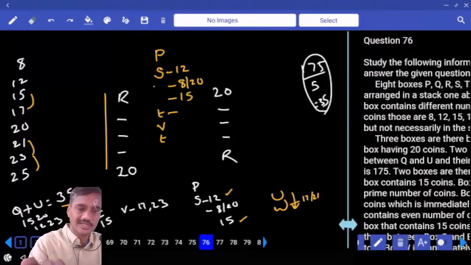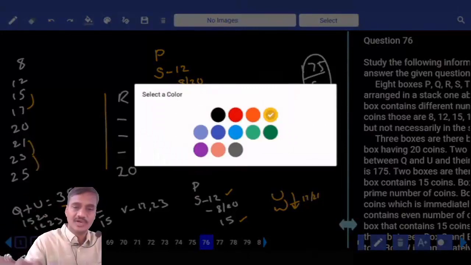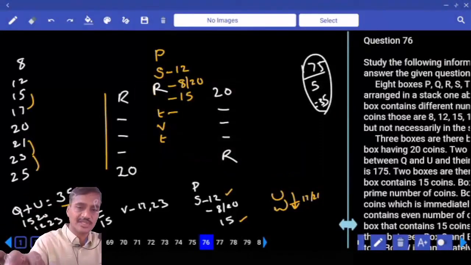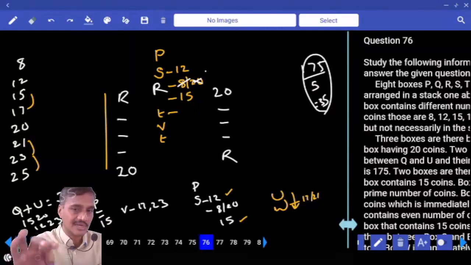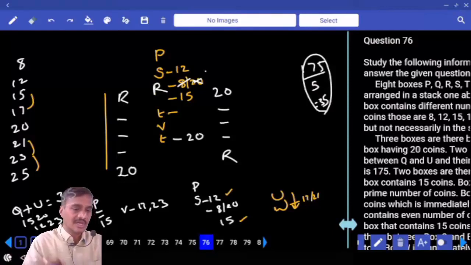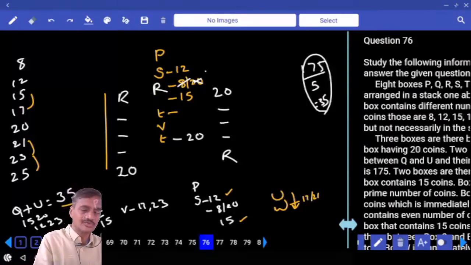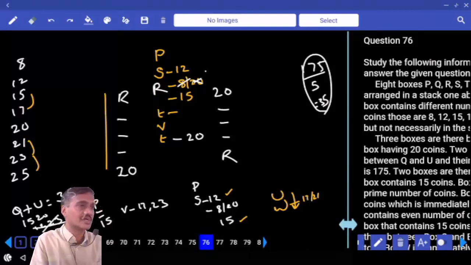Now, if you take R at this place, this is just a possibility I am talking about. Clear? If R is here, then R cannot be 20. Then R will be 8. If R is 8, 1, 2, 3, and this must be 20. Now, if this is 20, S is already 12. You cannot have Q and U as the 12 and 23 case.